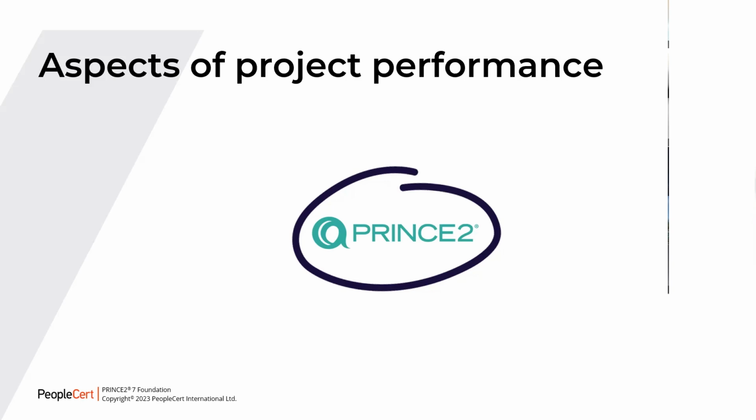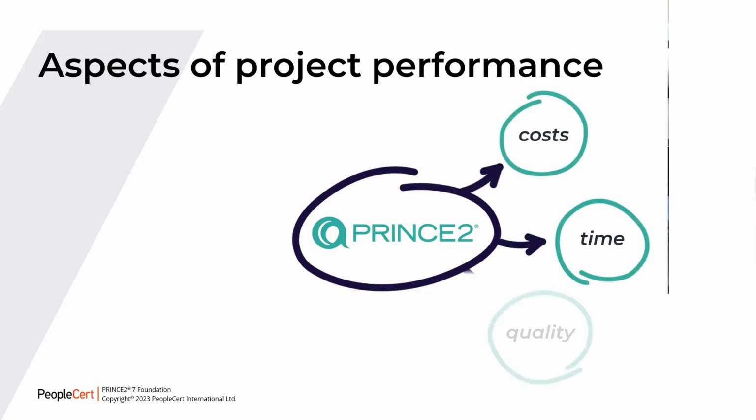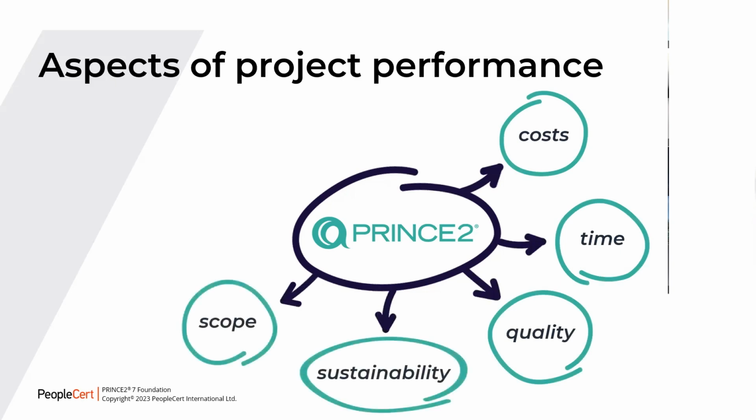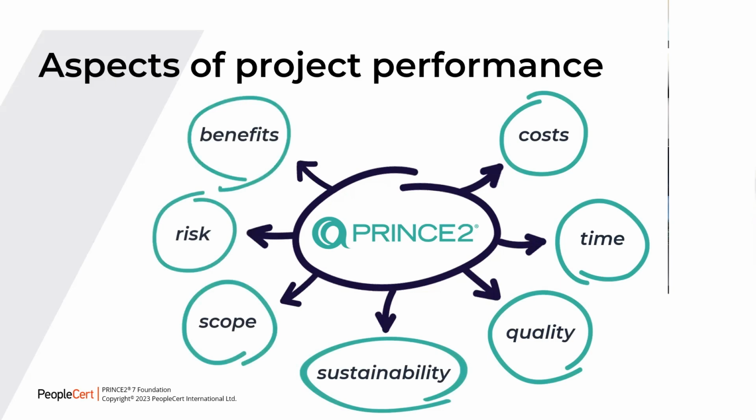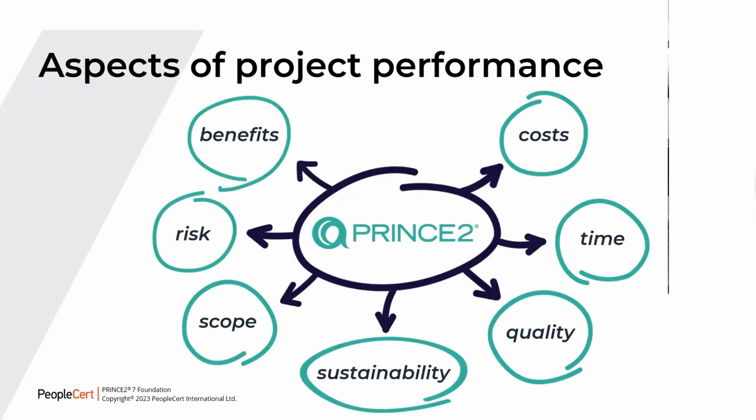Is risk part of performance as well? Risk, it is indeed, yes. I'll take that. In fact, let me put them up on the screen. Costs, time, quality, sustainability, scope, risk, and benefits. And benefits. So these are the 7 aspects of project performance as provided by PRINCE2. Cost, time, quality, sustainability, scope, risks, and benefits.